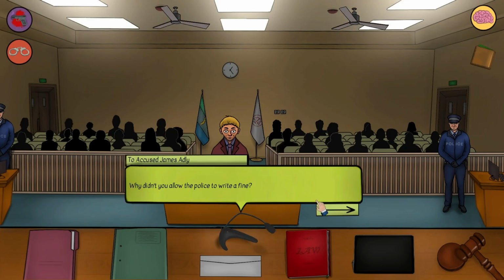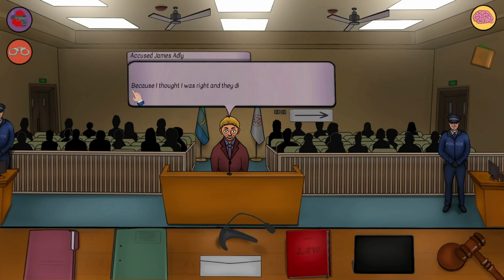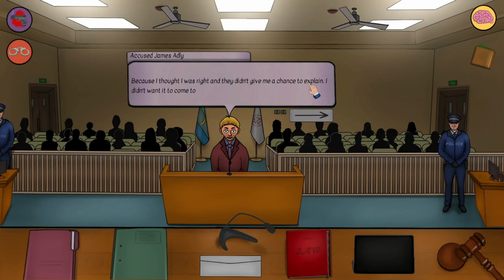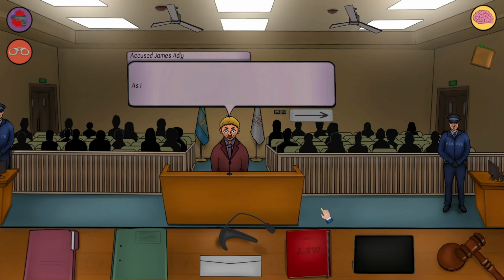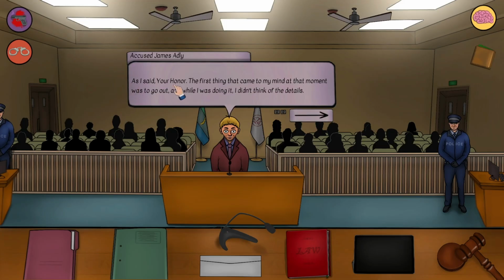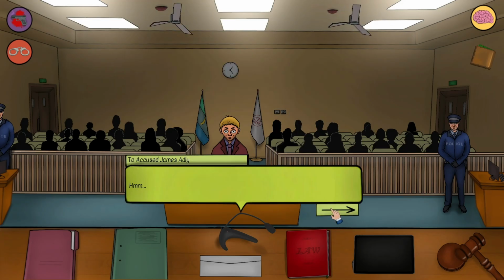Why didn't you allow the police to write a fine? Because I thought I was right and they didn't give me a chance to explain. I didn't want it to come to this. In your statement, you said you didn't feel well during the night. Why didn't you call in? As I said, Your Honor, the first thing that came to my mind at that moment was to go out, and while I was doing it, I didn't think of the details.